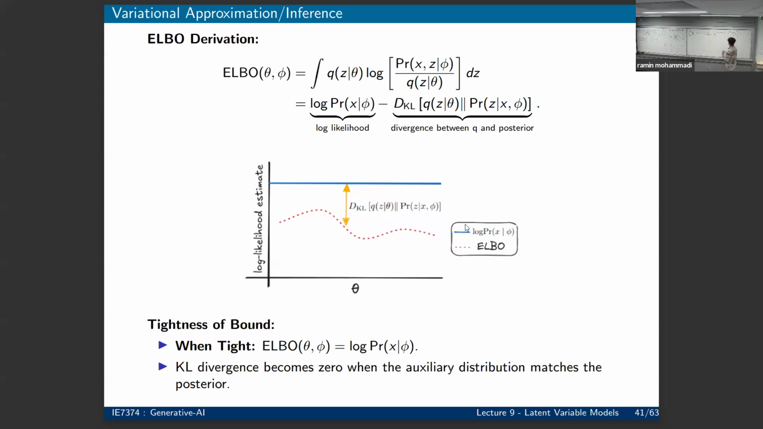Now what we do is take this term out, take this term out. So this becomes summation over z of q(z|x) log p(x), or p(x given phi), minus summation of q(z|x) log of p(z|x, phi) over q(z|x).